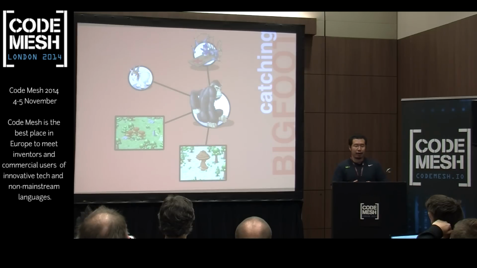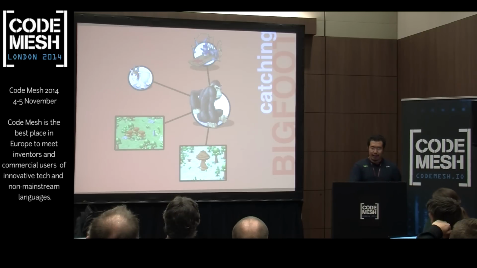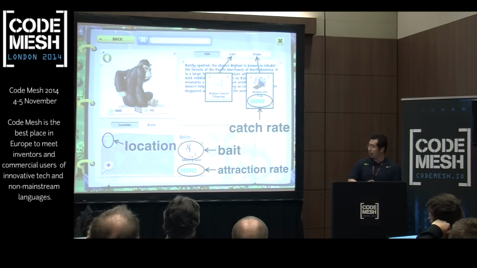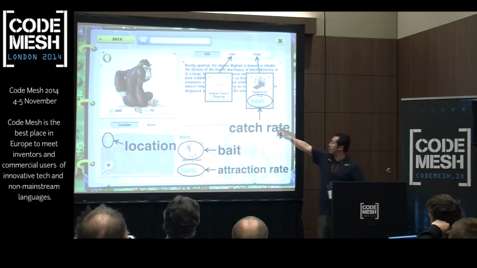So if you take Bigfoot as an example, if you look at his almanac page in the game, which is a sort of in-game Wikipedia, you can see where in the world you can find him. And you can see what loot drops he gives when you catch him, and what trap you need to make to catch him, as well as your chance of catching him using this particular trap.